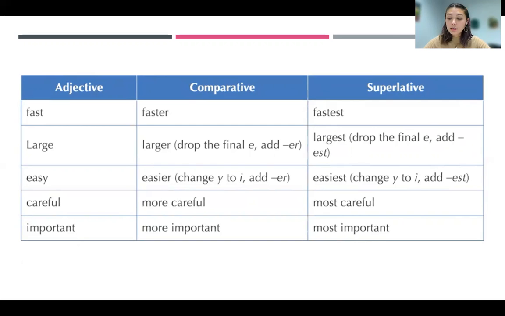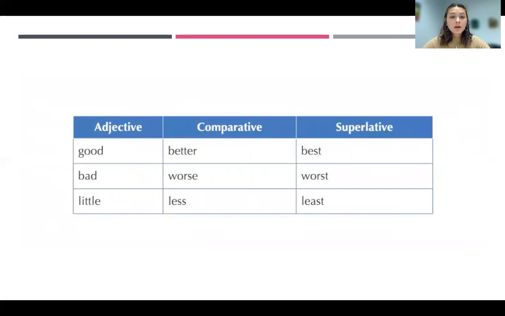Sometimes words are a little irregular with how they change. So for example, we have good, better, and best. You can still see the pattern of the ER and the EST present in the comparative and the superlative form. But good doesn't become gooder or goodest. It becomes good to better to best. Another one of those is bad. So bad becomes worse and the worst. Little becomes less or the least.